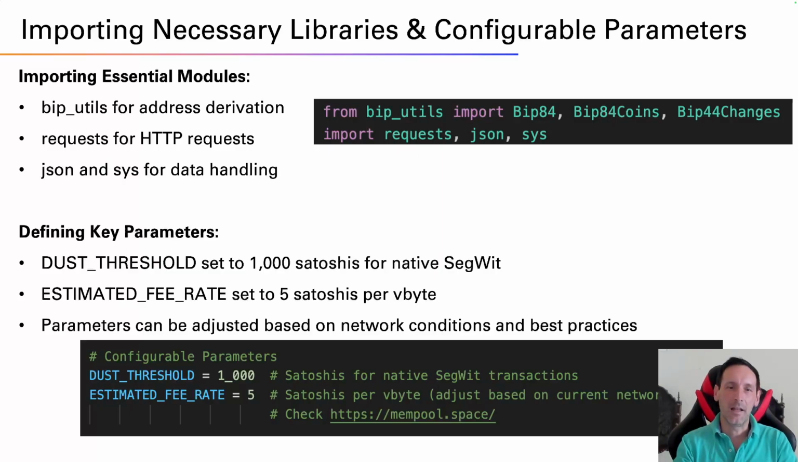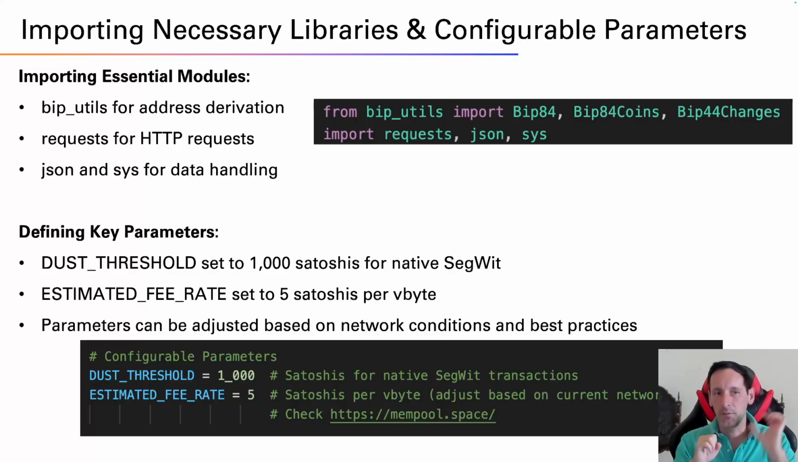And then we also use requests for HTTP requests to query external APIs, and we use JSON and sys as well, which are basically standard libraries for handling JSON data and system functions, like exiting the script when I want to exit. So things like that.